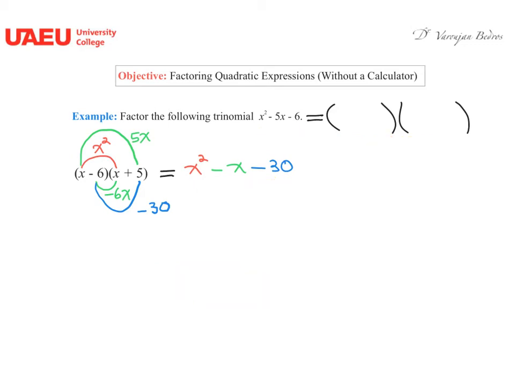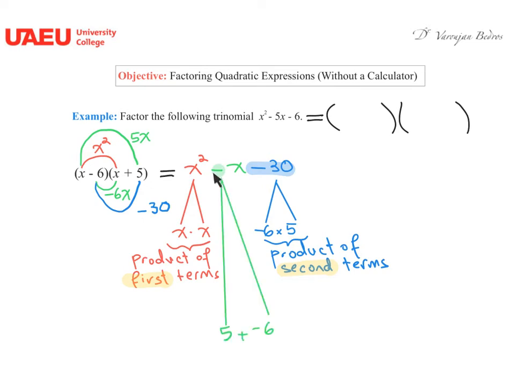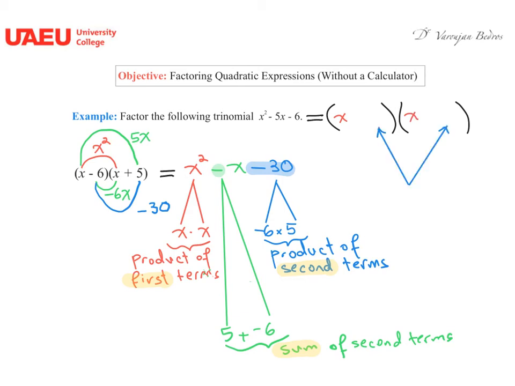It is very important to notice in this product that x squared comes from multiplying x times x, negative 30 comes from multiplying negative 6 and 5, and negative 1 comes from adding 5 and negative 6. All this means that in our example, the first terms of the binomials are x and x. And now we look for the second terms of these two binomials.